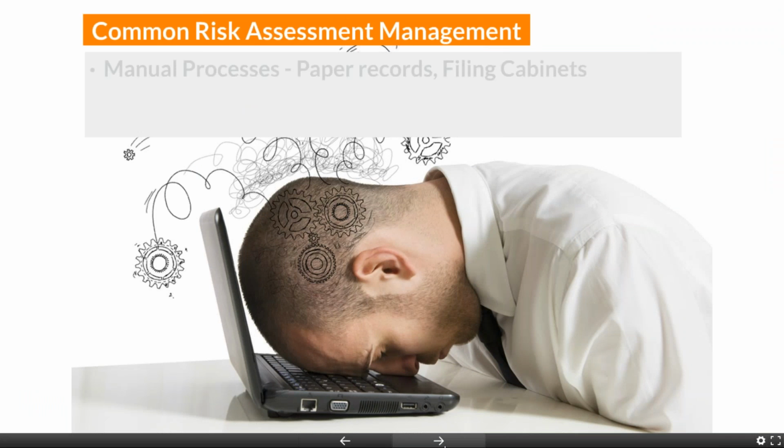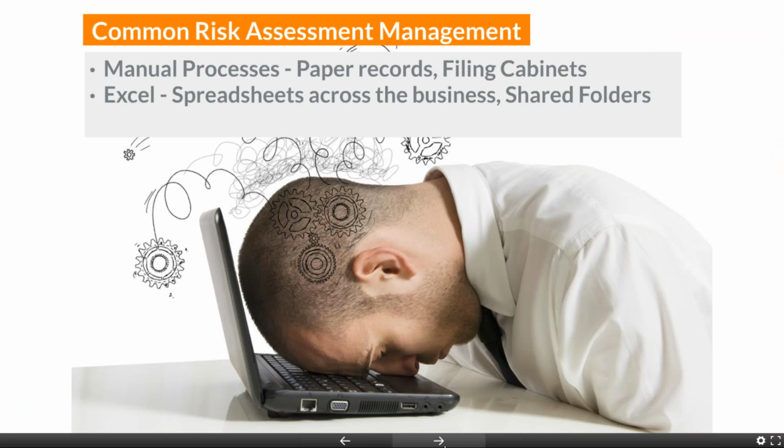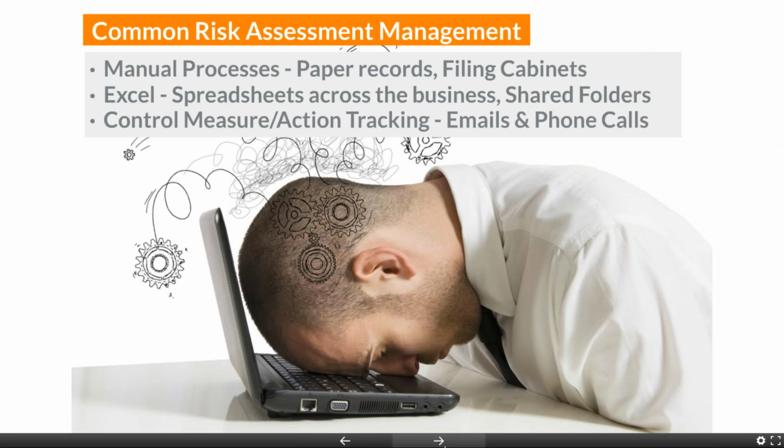So some of the common pains that people mention to us are that they're managing through manual processes, so maybe all of their risk assessments live in paper files and filing cabinets, or a massive amount of Excel spreadsheets or shared folders across the business that can be difficult to control. And then any control measures or actions that they put into place to help manage that risk typically rely on the health and safety manager doing emails and phone calls. So not always the most streamlined process, and not always the best way to make sure that all of these things are being closed out the way that you'd prefer.